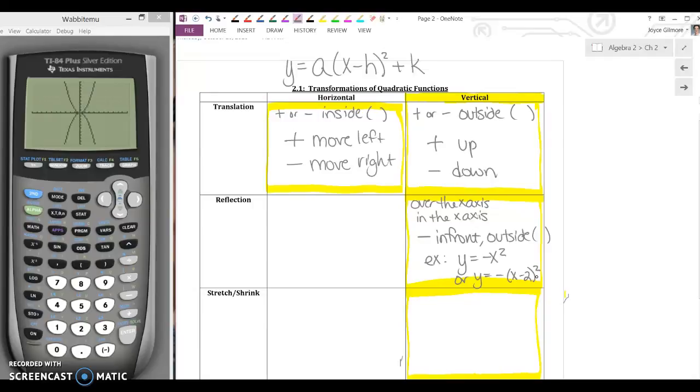Okay, now we'll talk about horizontal reflections for a minute. Take this original function. If I was to reflect it over the y-axis, do you see how that parabola is symmetrical? So if I reflect it over the y-axis, it's going to reflect the two pieces onto themselves. So a horizontal reflection really doesn't do a whole lot, but here's how it would work. It would be a negative inside the parentheses.